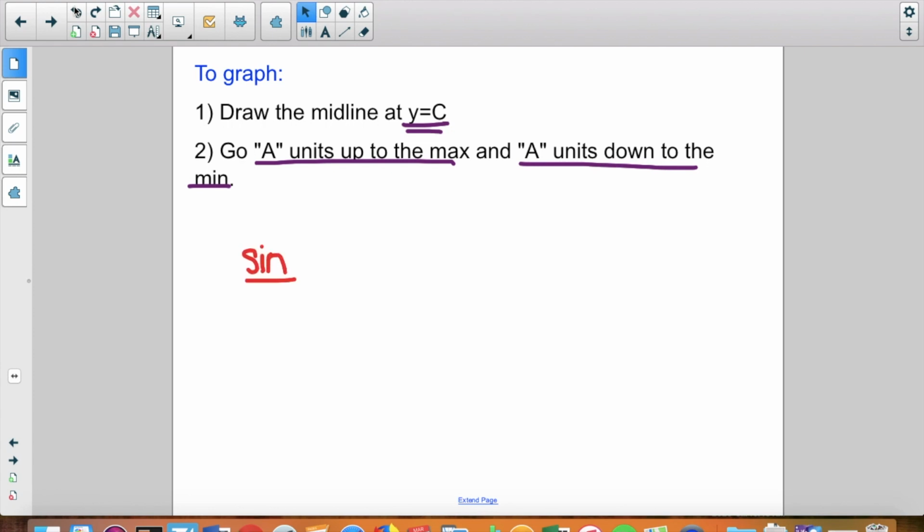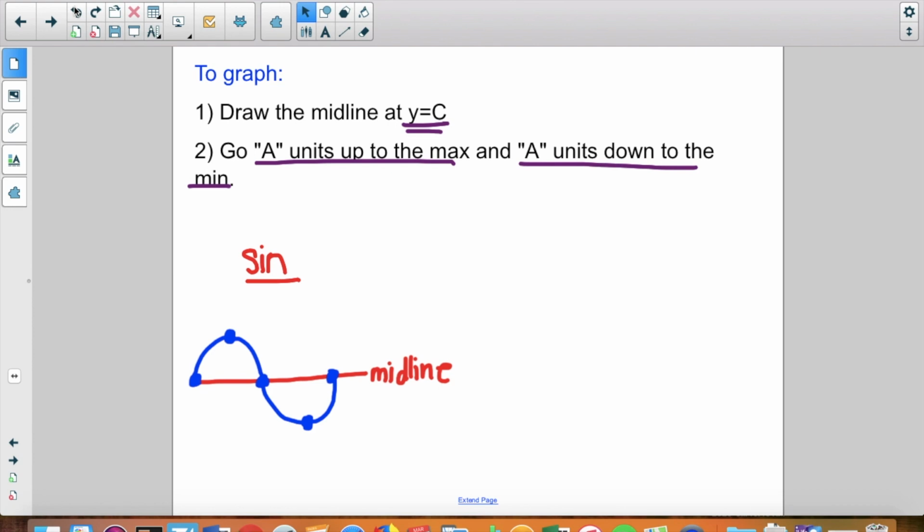So for the sine graph, let's say that this line is our midline. How this graph works is it first starts at the midline. Then it goes above the midline to the max point. Then it goes back to the midline. Then it goes below to the minimum point. And then it goes back to the midline.